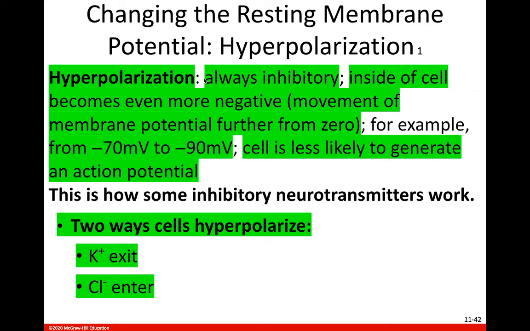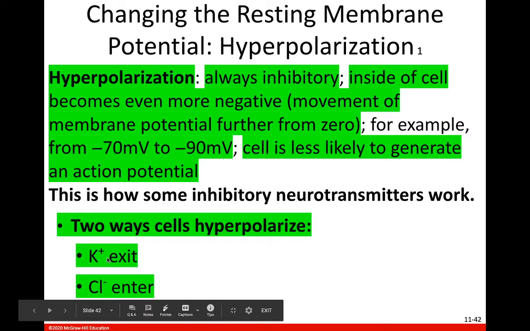And when we talk about hyperpolarization, here's what we're talking about. It's always inhibitory. It is when the inside of the cell becomes more negative, which means it's going to move further away from zero. For example, if we had enough potassium ions coming in that we went from negative 70 to negative 90, we're going to be less likely to get an action potential. We're not going to be able to stimulate that muscle to contract like we should. And there's two ways that we can hyperpolarize: if potassium is exiting or chlorine is entering the cell.